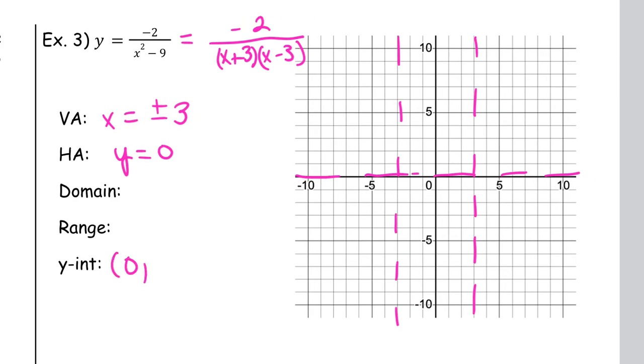Then I gotta plug in 0 for my x to solve for my y-intercept. I would, because it's easier. If it's easier to plug it into the new one, then I would do that. Whichever one's easier. As long as your math's good, you should get the same answer.